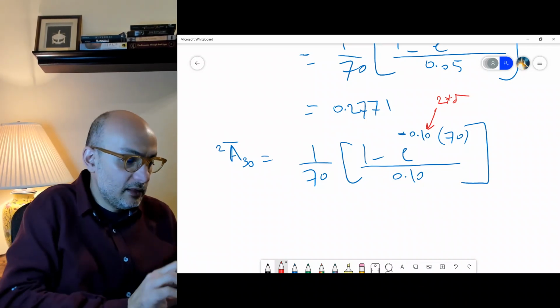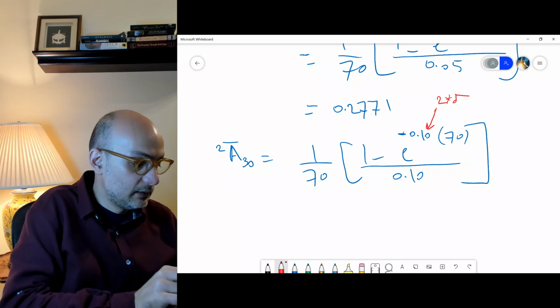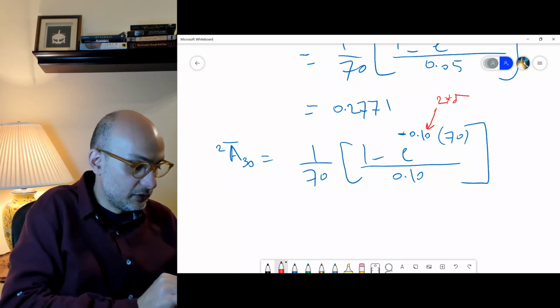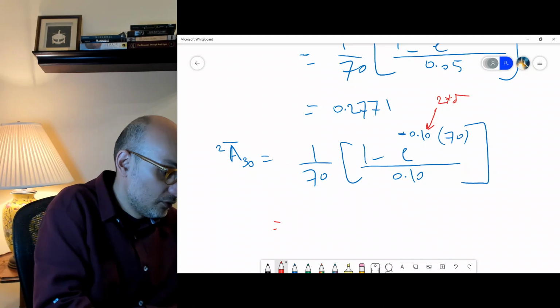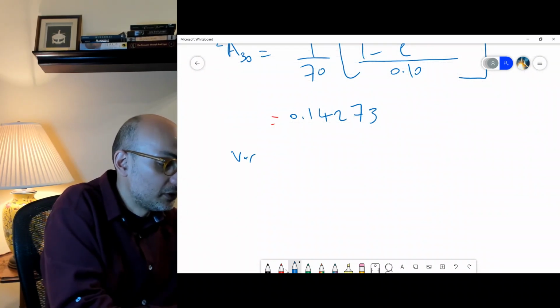So if you calculate this one, all you need to do is take this one, now make it 0.1, divided by 0.1, divided by 70. I got it to be 14%. So the second moment is 0.14273.